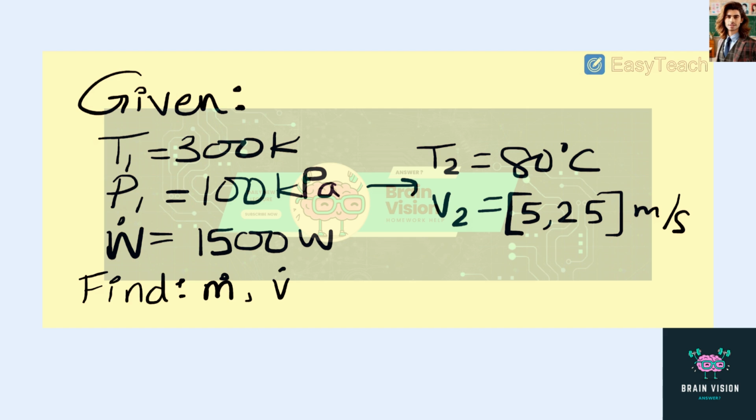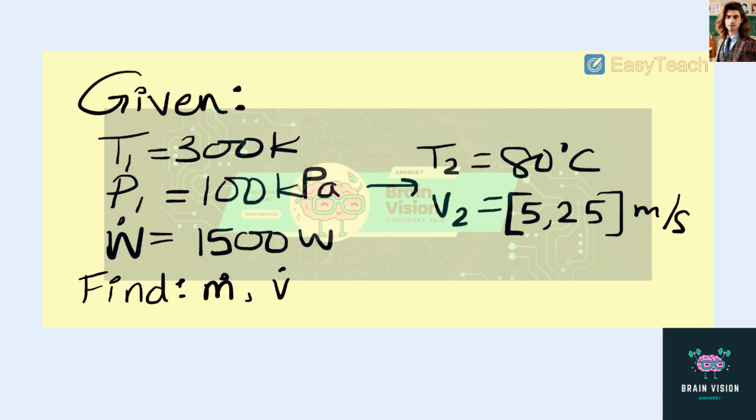Hi everyone, so what we have is a pipe that has air going through it. The air is at an initial temperature of 300 Kelvin and an initial pressure of 100 kPa. There is a fan in this pipe that is given an input power of 1500 watts, and after passing through this fan, the air has a temperature of 80 degrees Celsius.